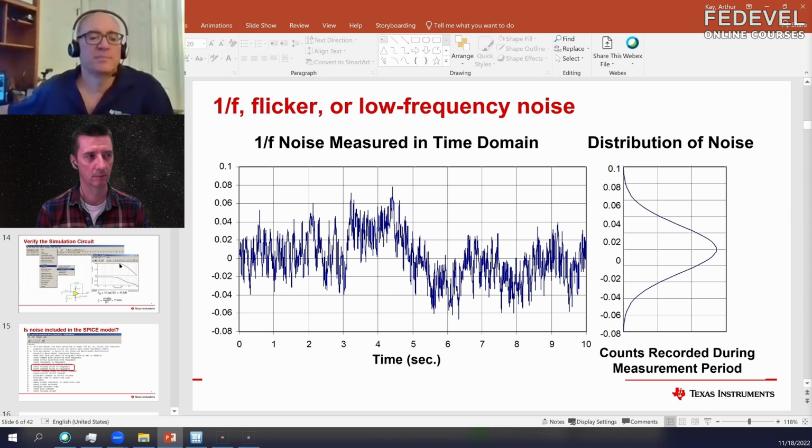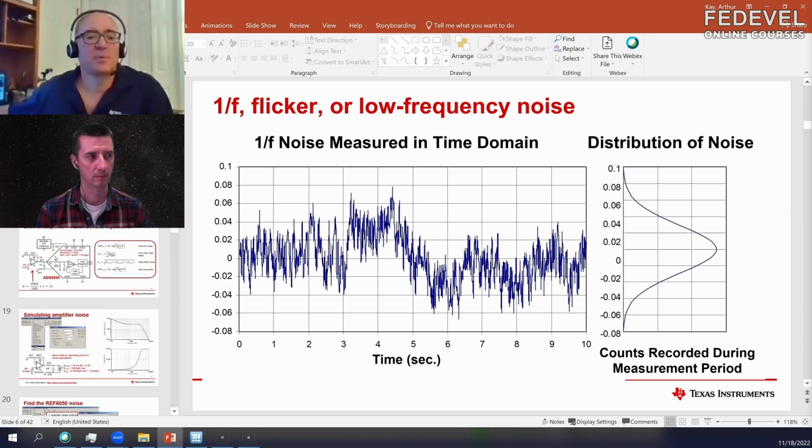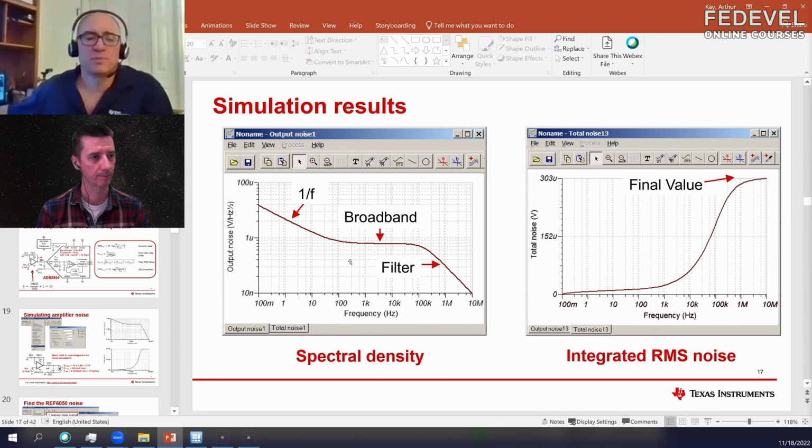Here's a good example. If you look at a typical simulation result or a datasheet curve, usually you will have a 1/f region, and that's got this shape right here. The reason it's called 1/f, or you could also call it flicker, is that the slope of the power curve is 1/f. Actually, what we're looking at here is the voltage curve, so the slope of this curve would be 1/√f. The broadband region is going to be flat, and this is going to have that slope.